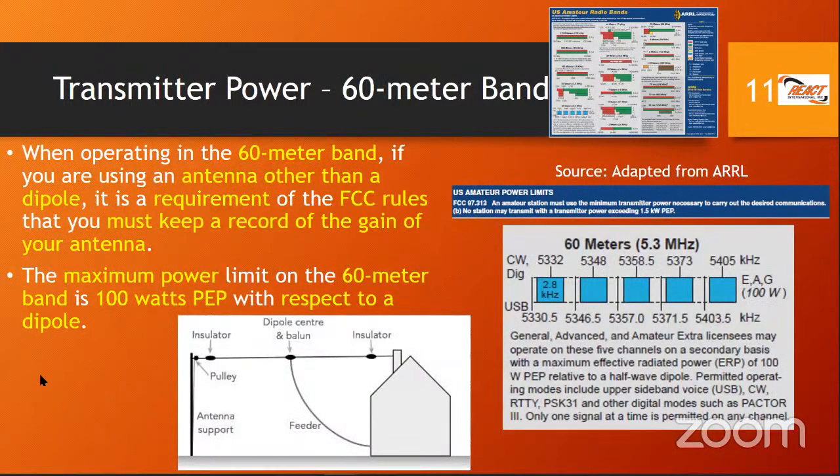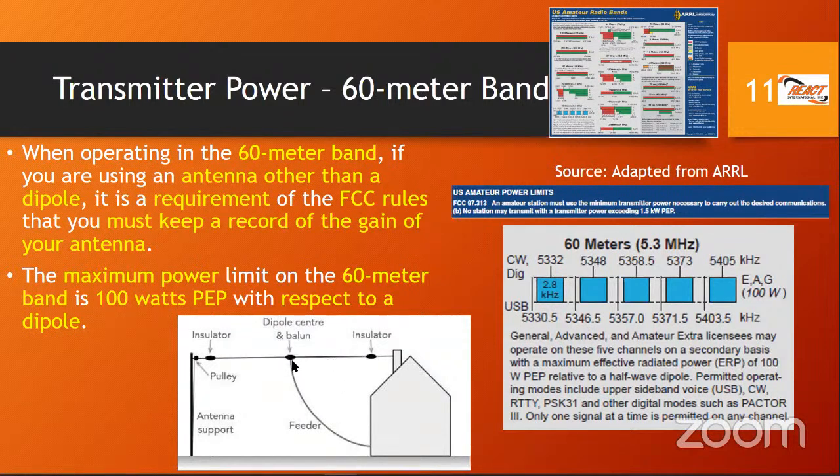All right, so let's talk about the oddball band, which is the 60-meter band. You also have some restrictions there as well. So first of all, when you are operating on the 60-meter band, if you're using an antenna other than a dipole, and we show what a dipole is here, we dealt with this during the technician and the general class. We showed what a dipole looks like. So this is a dipole antenna here.